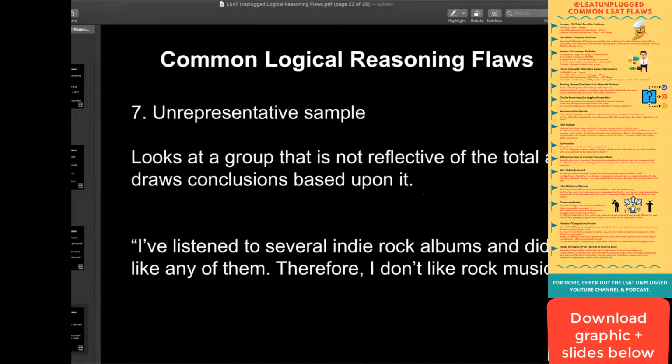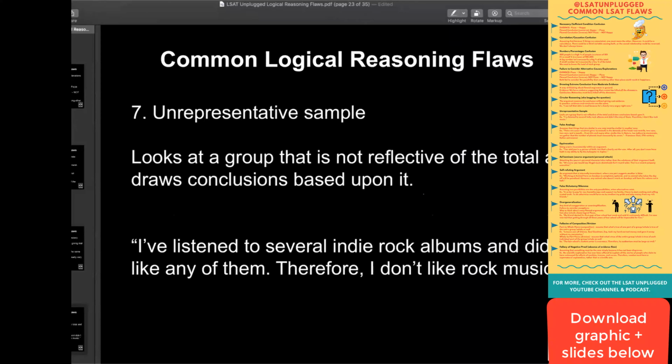Let's look at number 7, unrepresentative sample. Unrepresentative samples can come up in a variety of different places. We did an example earlier with a student talking about a study involving old people with insomnia, and then talking about old people in general. Old people with insomnia specifically is not a representative sample of old people overall or of people in general, period. That's one example from an actual LSAT question in the 60s.